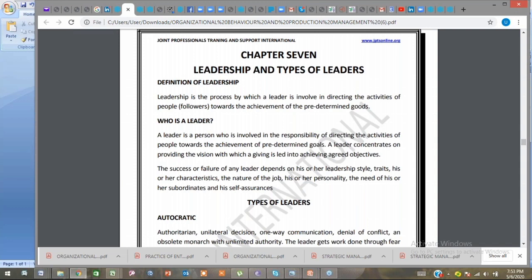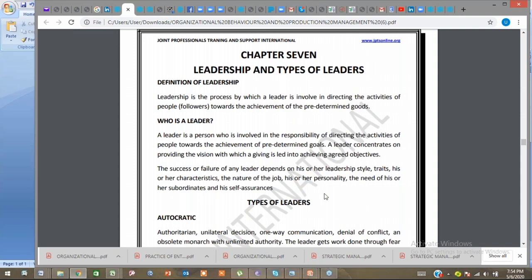And you will not be happy because you know inside of yourself that God has created you to be a leader, but something is stopping you, which is you. So a leader is a person who is involved in the responsibility of directing the activities of people towards the achievement of predetermined goals. A leader concentrates on providing the vision with which a group is led into achieving agreed objectives.